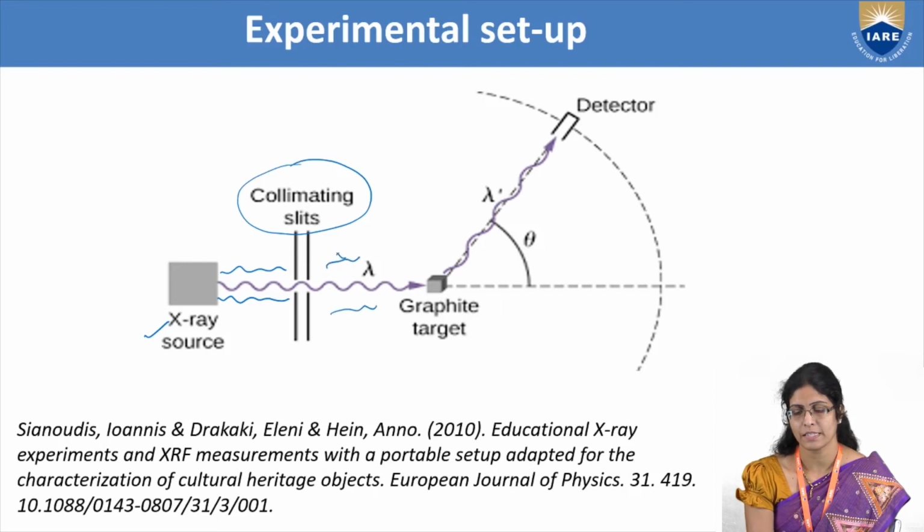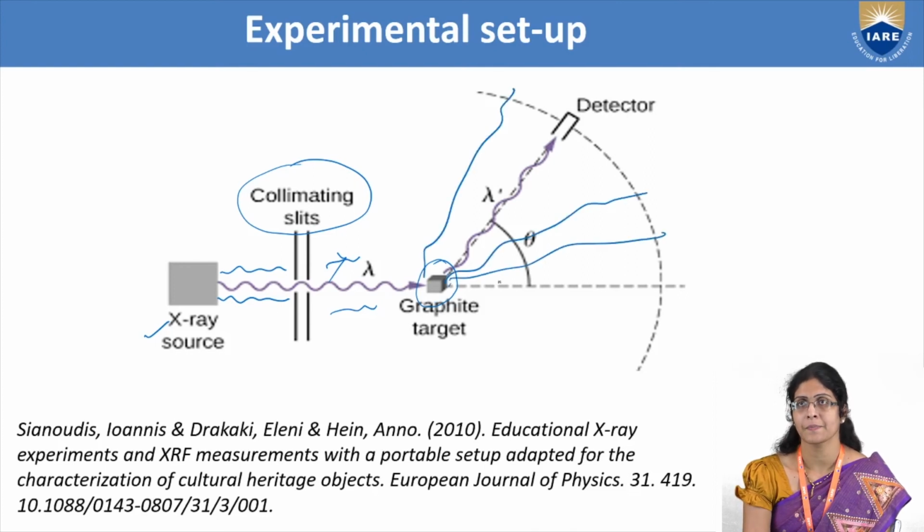A fine beam of X-rays of one wavelength lambda, because they are monochromatic, and he allowed them to fall on a graphite target. Once these photons of X-rays fall onto this graphite target, they are scattered at different angles, right? At different angles like this. So the theta varies from lower to higher values.